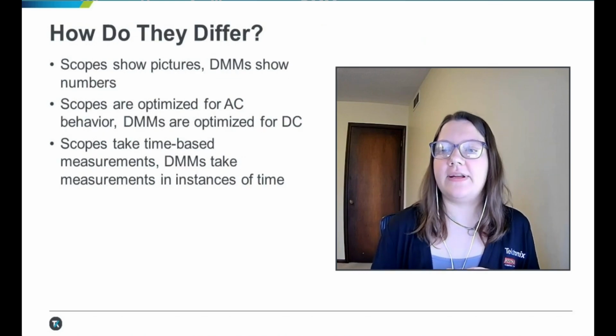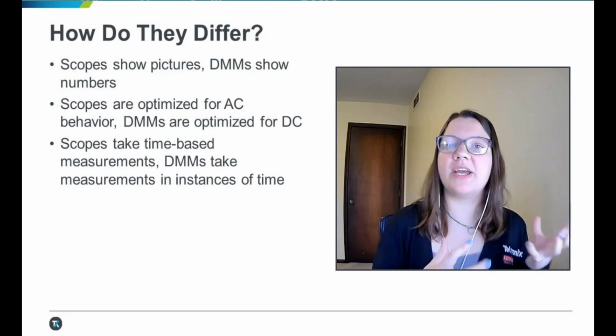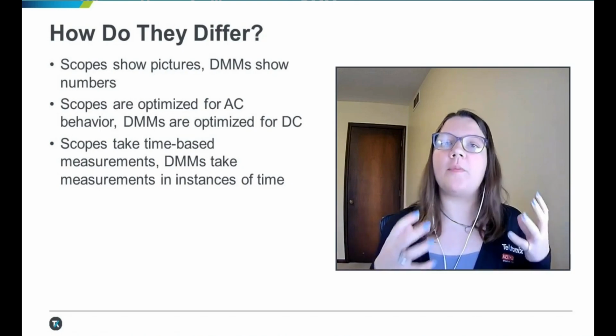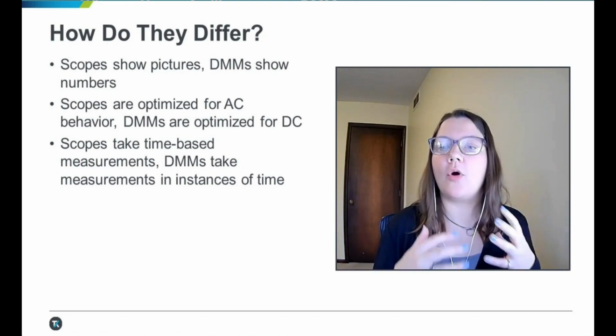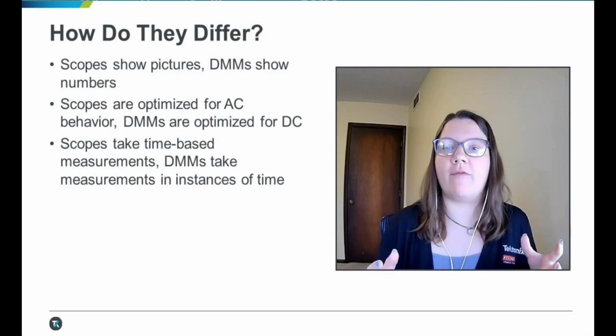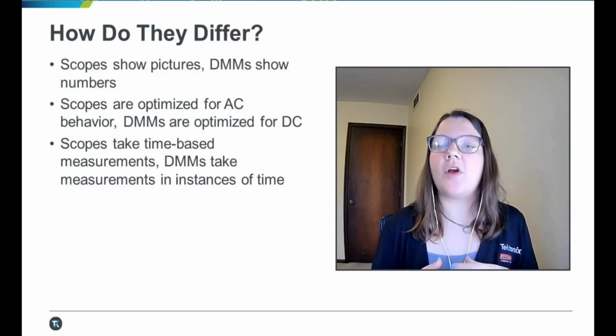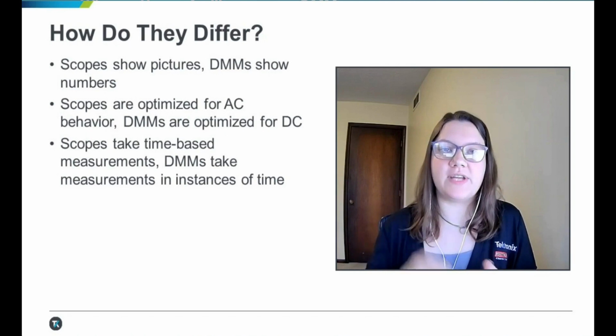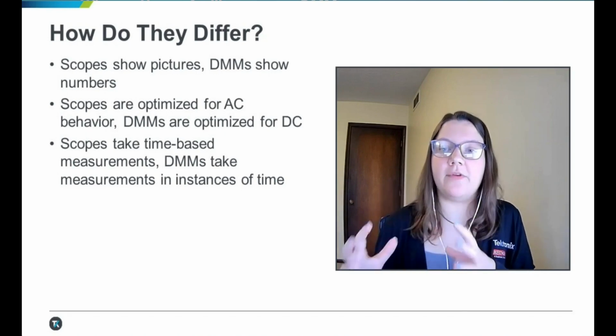So how are they different? I really like the idea of pictures versus numbers. Scopes are picture tools. They're visual. The whole point is to show the waveform on the screen. DMMs are number tools. Their goal is to take a measurement and give you that value.